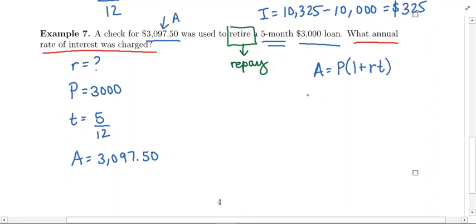Let's go ahead and plug everything in. So we've got $3,097.50. That's our A value. P is 3,000. And then we've got 1 plus R. We don't know R, so we're just leaving it as R. And then T is 5 over 12. This is a reminder to leave 5 over 12 as 5 over 12.